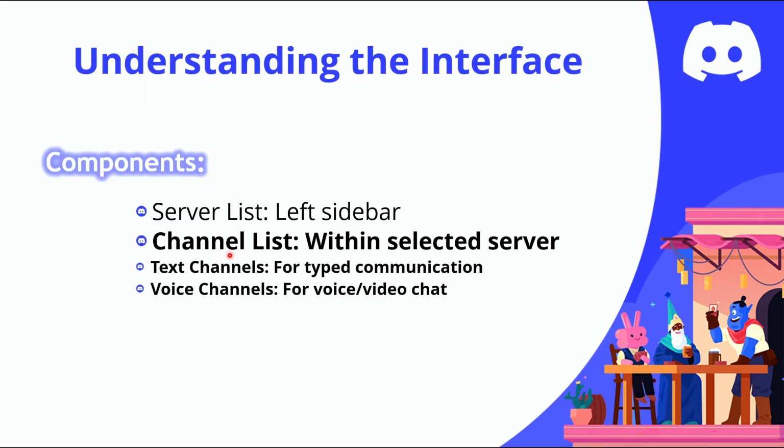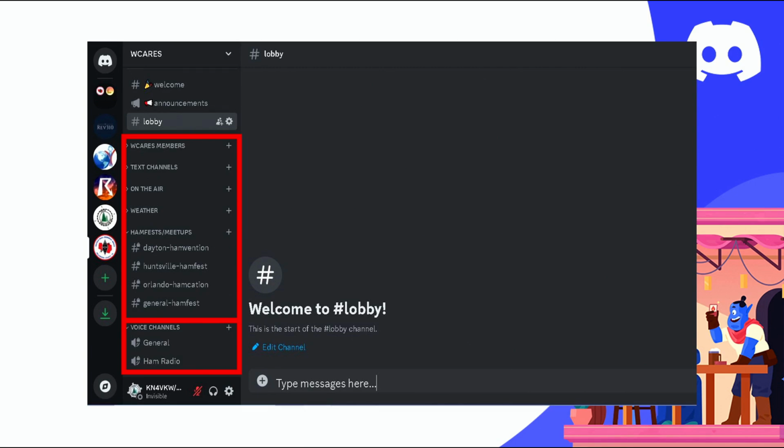Within each server will be channel lists. Those channel lists will look like this, and they may be grouped in tabs, such as WCares members, text channels, on the air. But if you look at the Hamfest and features, there will be individual channels associated to those tabs, such as Dayton Hamvention, Huntsville Hamfest. Or on the air, there might be Winter Field Day. That will be in the tab where we can talk about Winter Field Day, have updates to it.